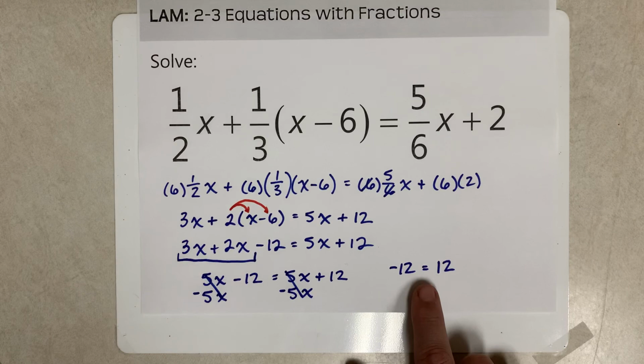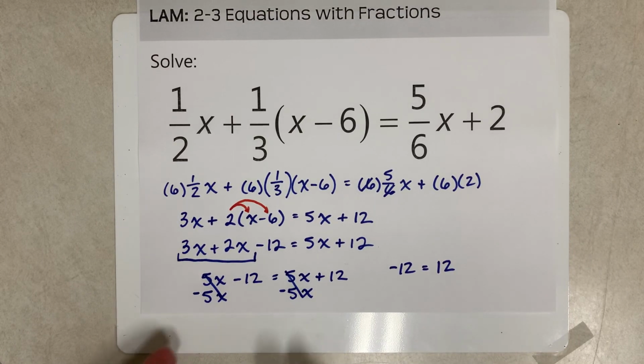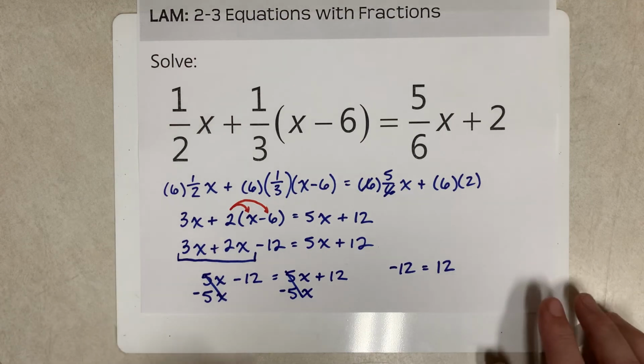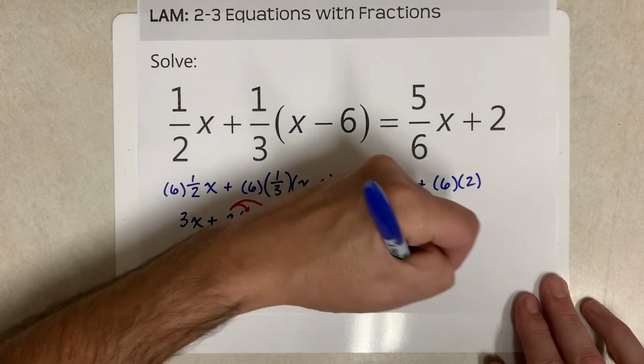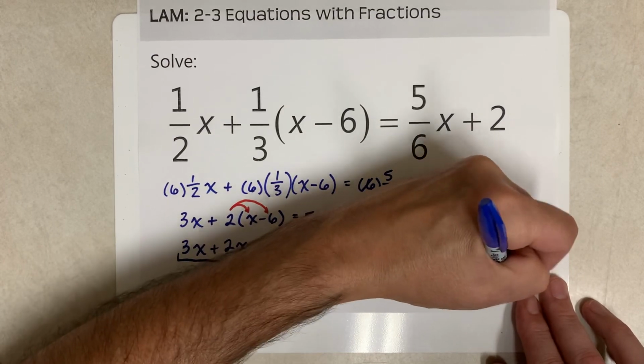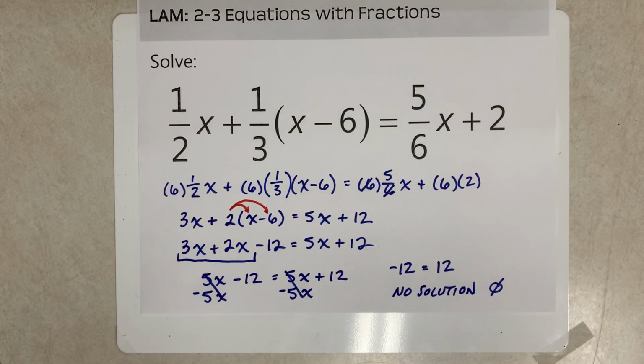Now that's a false statement. That's not true at all. So the variables canceled, left me with a false statement. So like I just said before in the last problem at the end, this one is going to be no solution. And you can also use the empty set symbol like that for your solution.